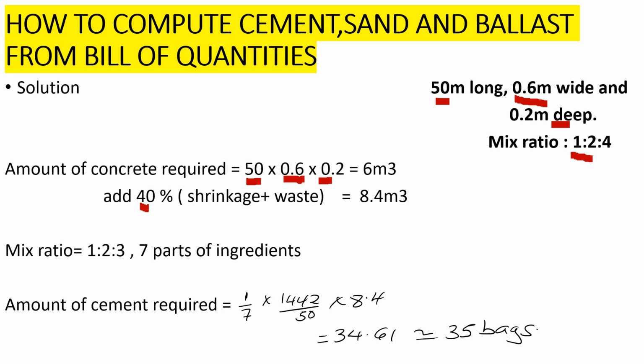Now for us to calculate the amount of cement required, it will be 1 part of cement over the total, which is 7, times the density of cement, which was 1442 kgs per meter cubic. But remember, when we're calculating cement, it is in 50 kg bags, so we divide by 50 and then we multiply by the total amount of concrete required, which is 8.4. If we compute that one, we get 4.61. That is approximately 35 bags of cement.